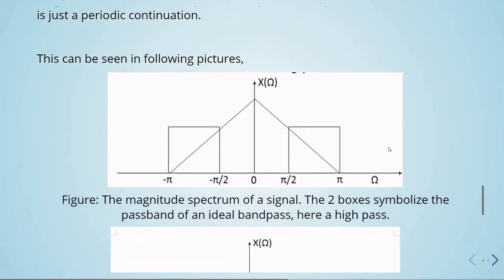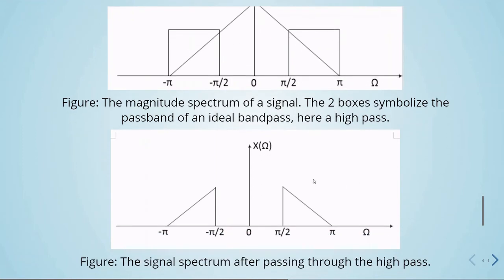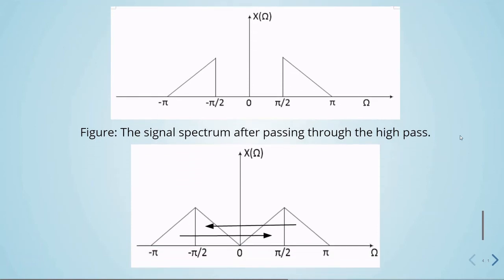And we can see this in these pictures here. So this is the magnitude spectrum of a signal. These two boxes are symbolizing the passband of an ideal filter. In this case, it's a high pass. So this is our signal, and we are doing this high pass. So this is what it does after passing through a high pass.